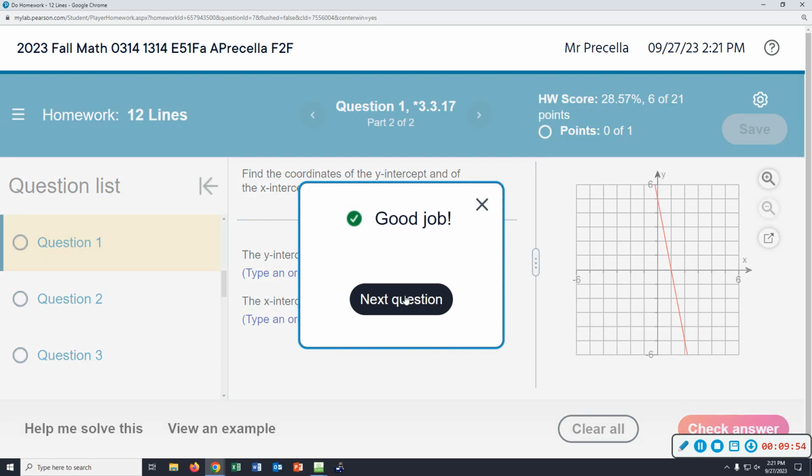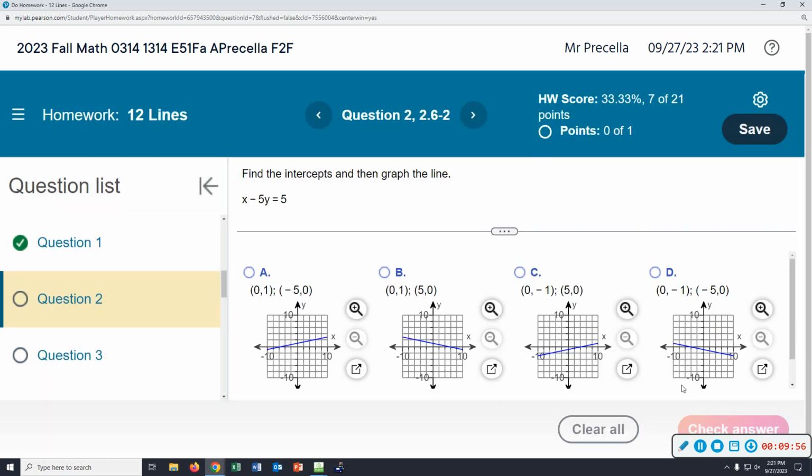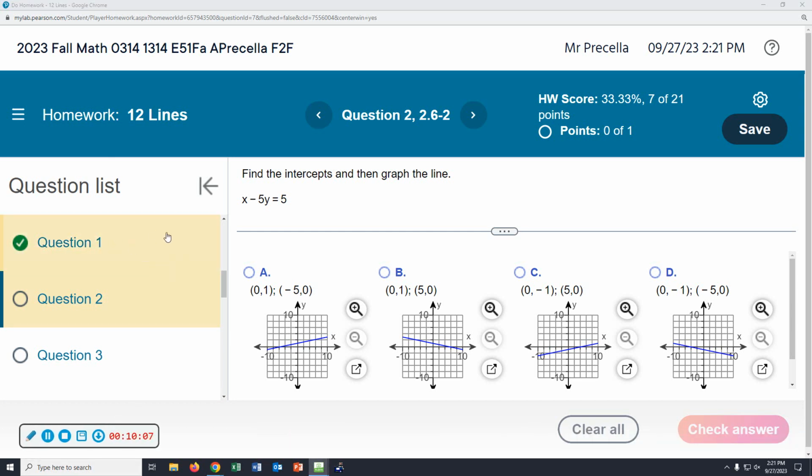I bet you the next one's going to require some writing. Oh, okay. Find the intercepts. When they ask for the intercepts, they're saying the x-intercept and y-intercept, and then draw the graph. Let me write this problem down. This is number 2. I'm going to make an XY table.